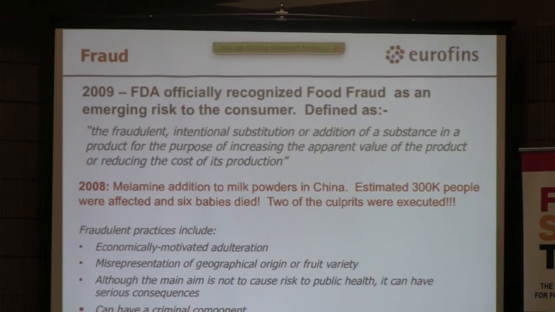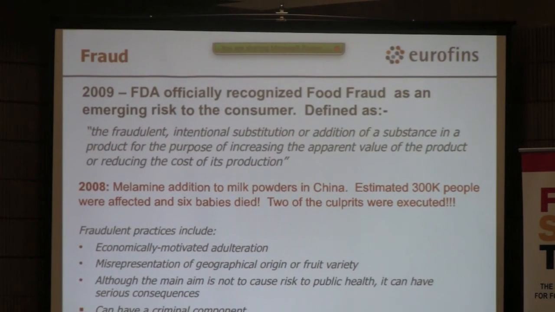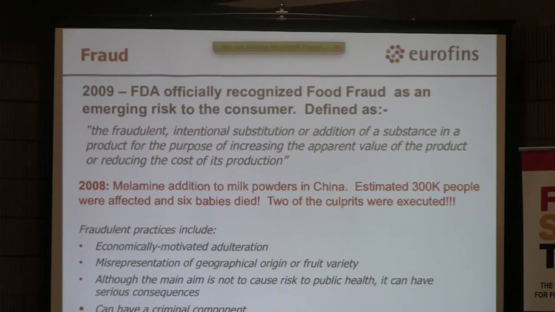Let's have a look at what I'm going to talk about. Typically, we're talking about profit. So someone wants to make an illicit profit. It can involve misrepresentation of geographical origin or fruit variety, if you happen to have a particularly expensive fruit or variety, and someone's making it with a cheap material, or you're selling orange juice from Florida when in fact it's not from Florida.